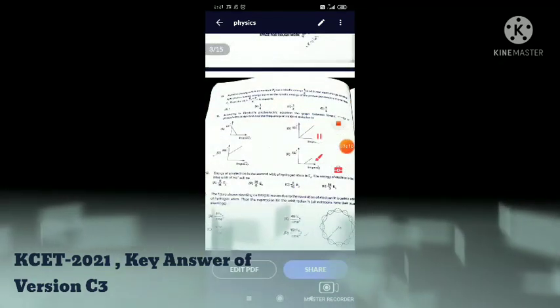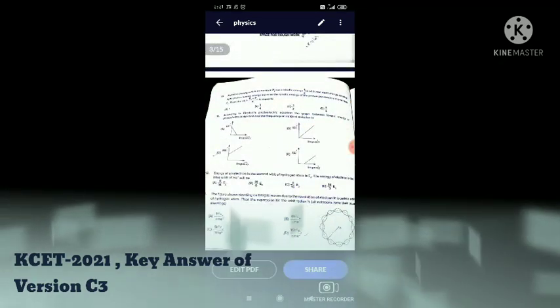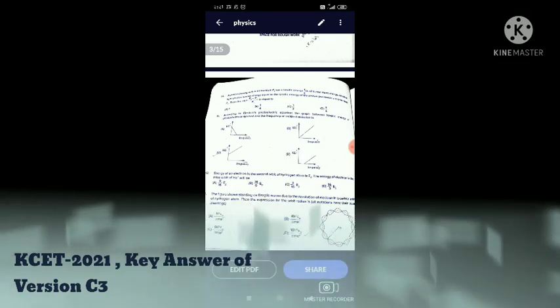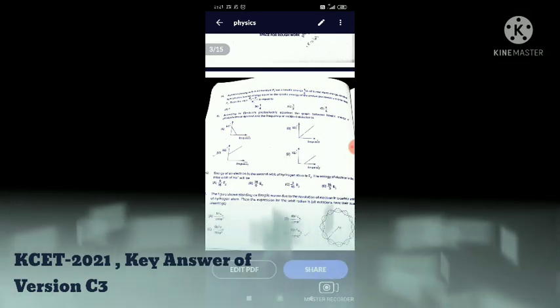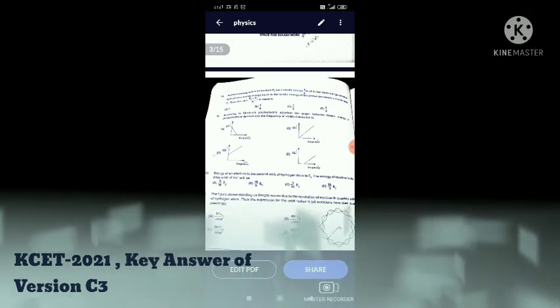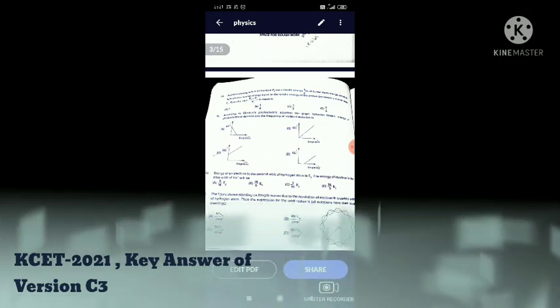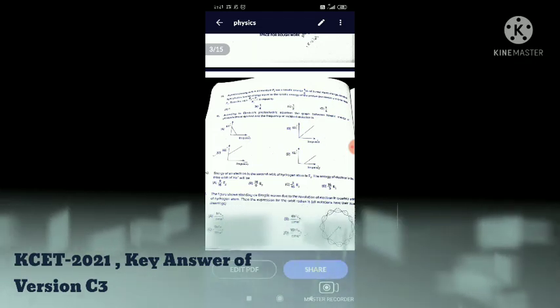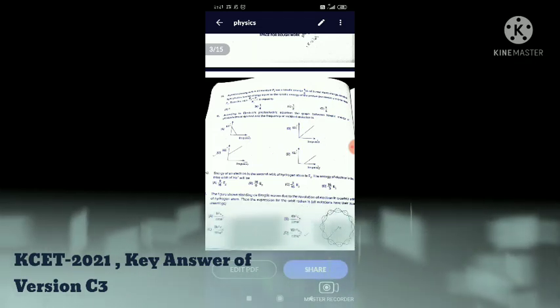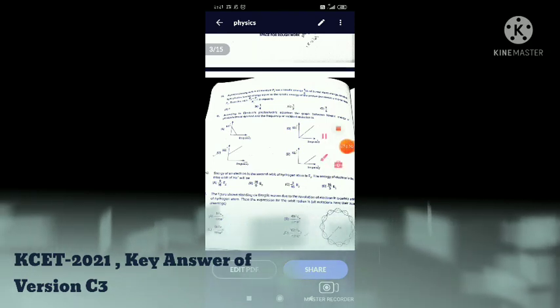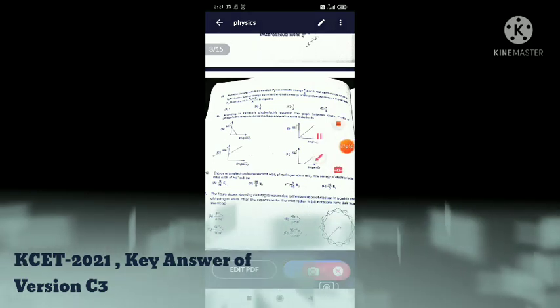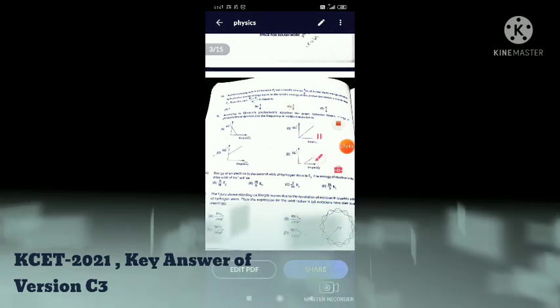The question number 10. A proton moving with a momentum P1 has a kinetic energy 1/8 of its rest mass energy. Another photon having energy equal to the kinetic energy of the proton possesses a momentum P2. Then the ratio of P1 minus P2 divided by P1 is equal to, the correct answer is C. Then we will move to the next question.